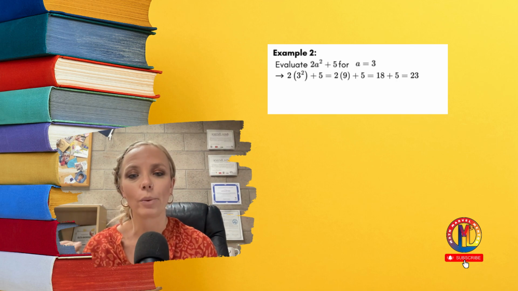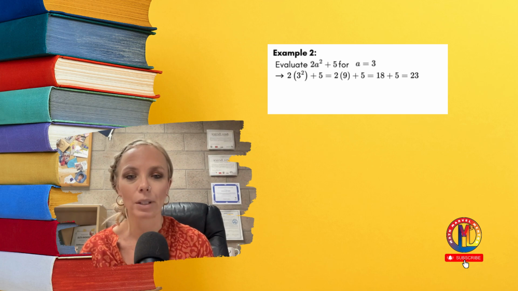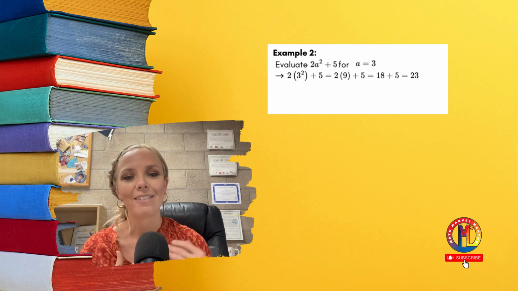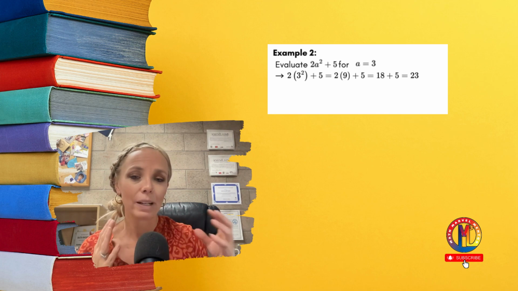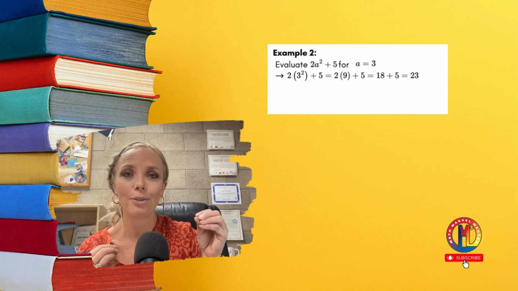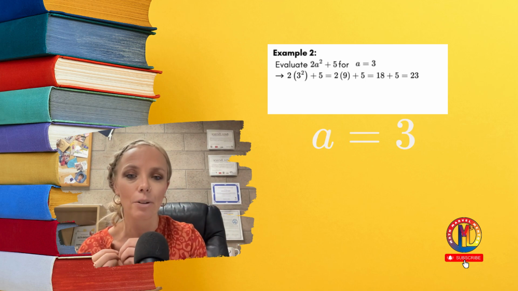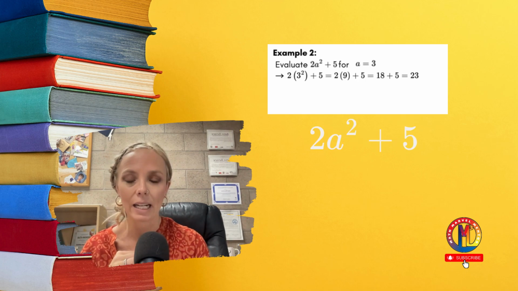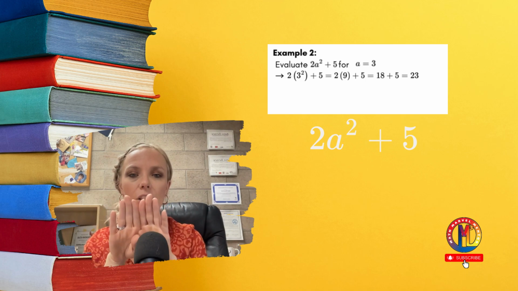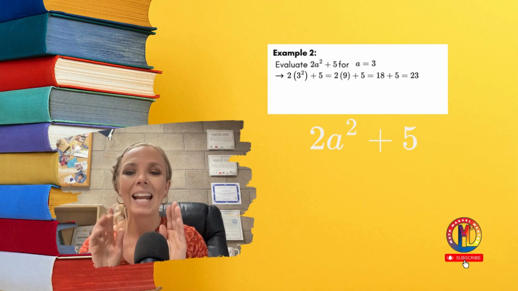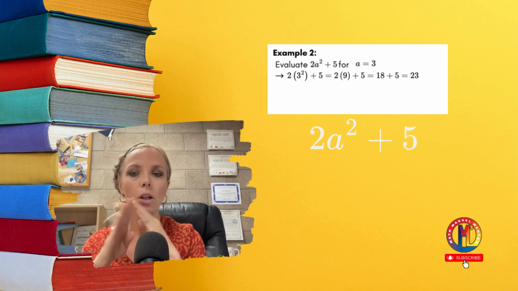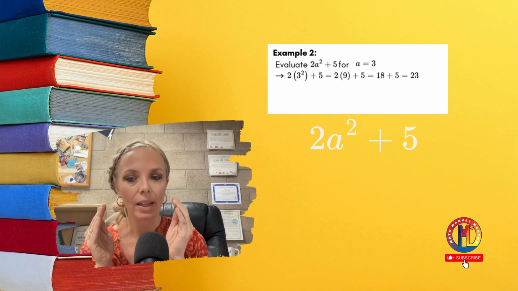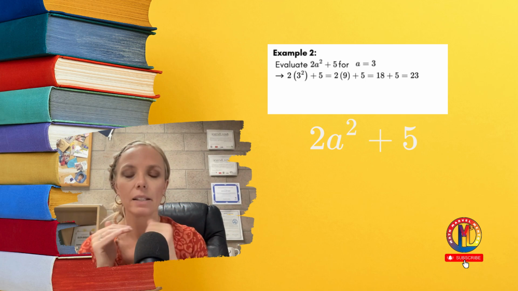We're going to evaluate 2a to the second power plus 5, and a stands for 3. So we're going to evaluate the expression, which we're basically going to plug in or substitute a. We're going to replace a with the number 3 and then do the math. So 2 times a to the second power. Again, we see 2a right next to each other. We don't write a multiplication symbol, but we know that it means that we're multiplying. So 2 times, and then we have 3 to the second power plus 5.